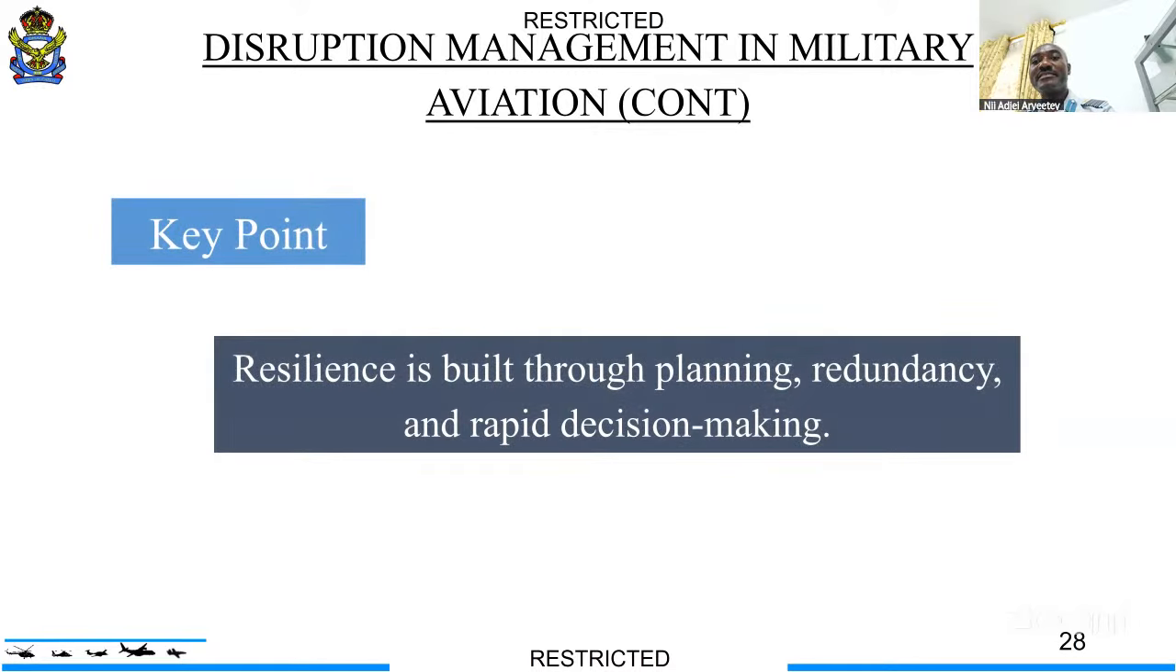The key point is that to manage our disruptions, we need to build resilience. And resilience is built through planning, redundancies, and rapid decision-making.